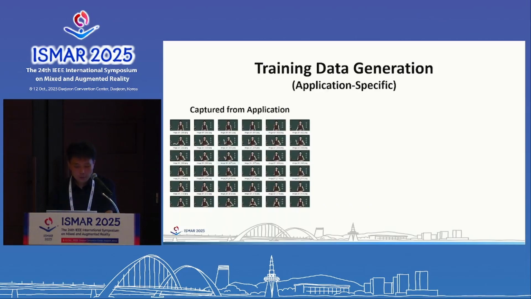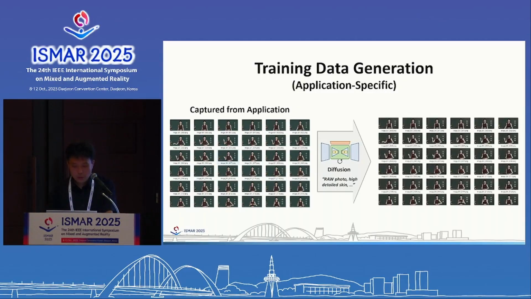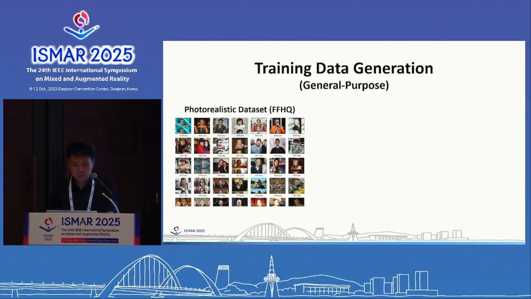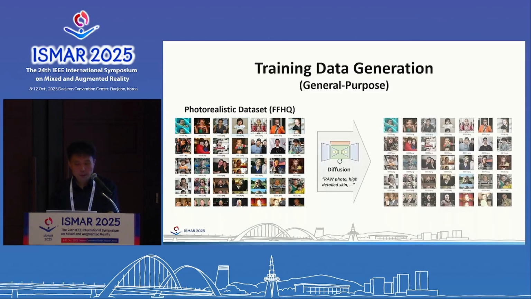For application-specific training, we capture frames directly from the target VR applications. We then use stable diffusion with photorealistic prompts to transform these renders into high-quality reference images. This approach ensures our models learn the exact transformation needed for the specific VR environment, achieving optimal quality. For general-purpose models, we use real photographs from datasets like FFHQ as input. We then also use stable diffusion with photorealistic prompts for the dataset.